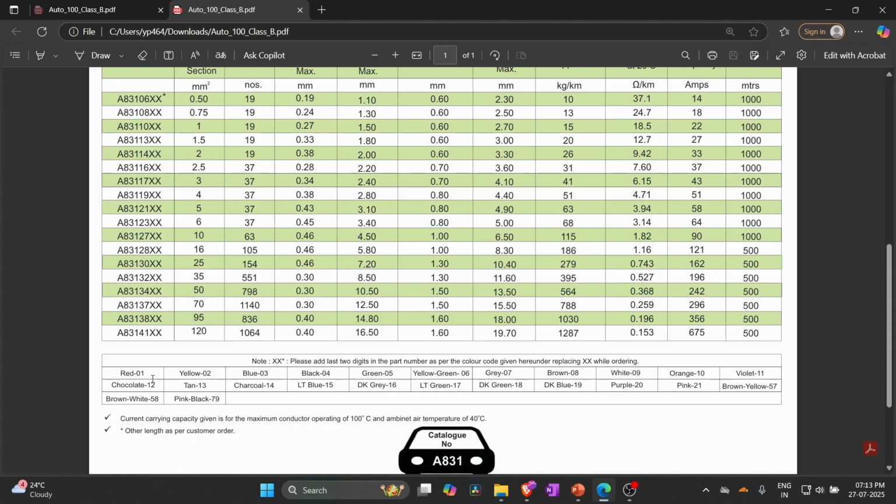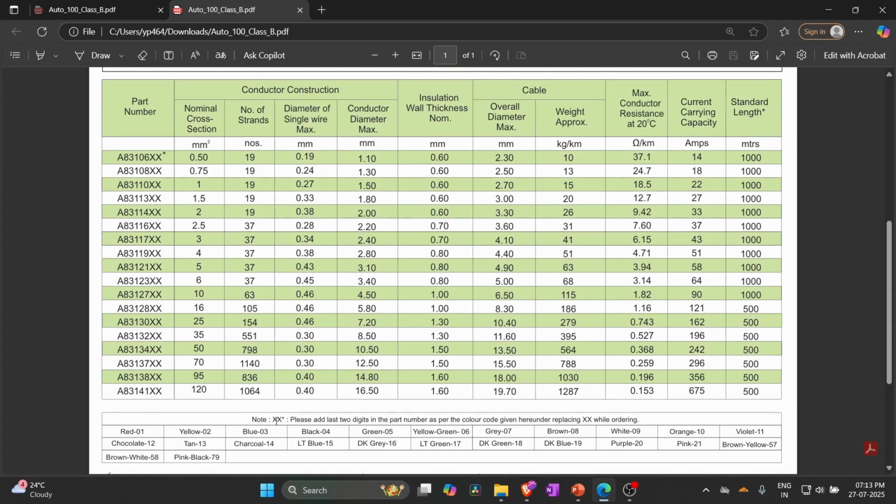Let's understand the color coding. The XX part given here is the color. So if the designer wants the red color wire, then the part number will be A8310601. This is required for ordering the wire for a particular color coding.